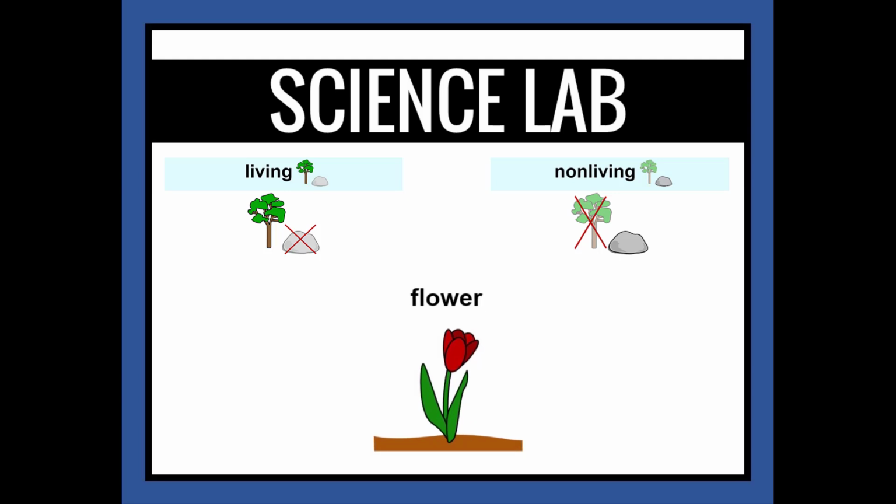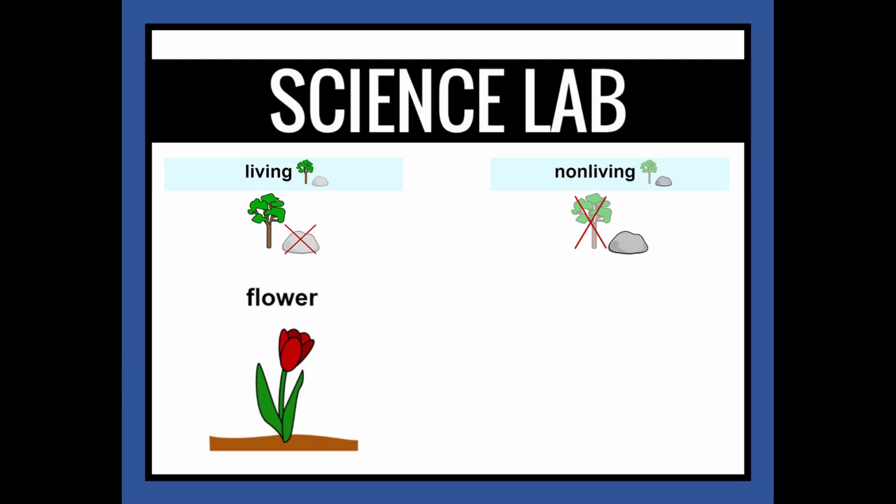Our next item is a flower. Is a flower a living thing or a non-living thing? A flower is a living thing. It breathes in or uses carbon dioxide and breathes out oxygen. It consumes nutrients from the ground. It grows. A flower may grow in a certain way to face the sun, thereby moving itself. And a flower reproduces by producing seeds.